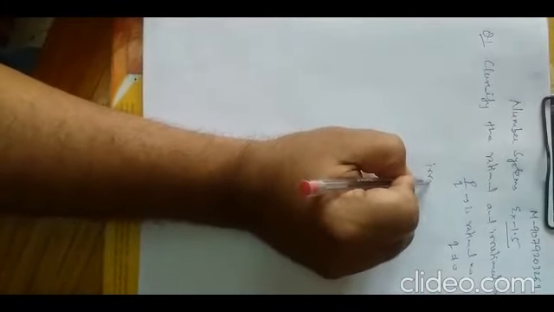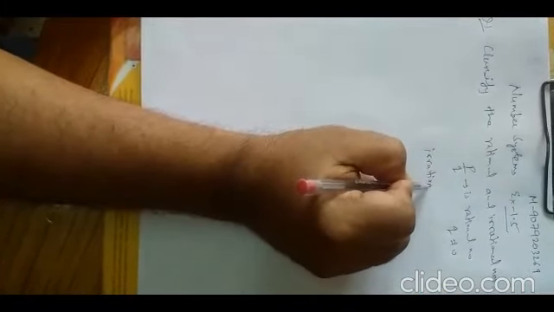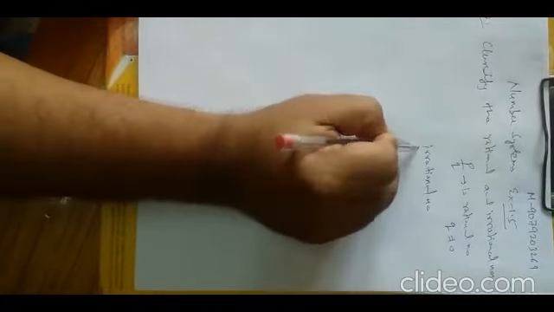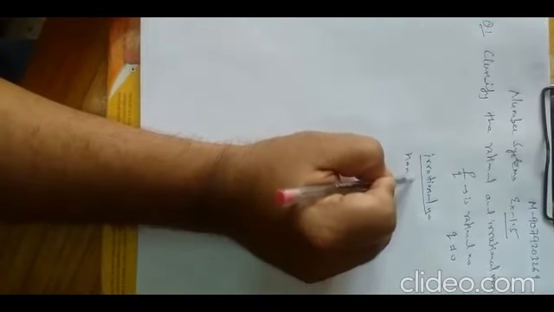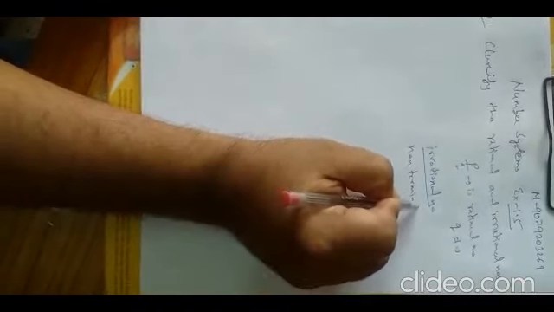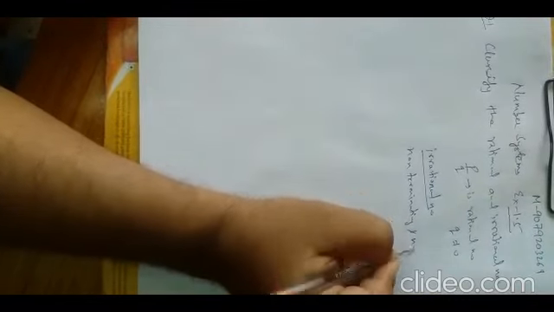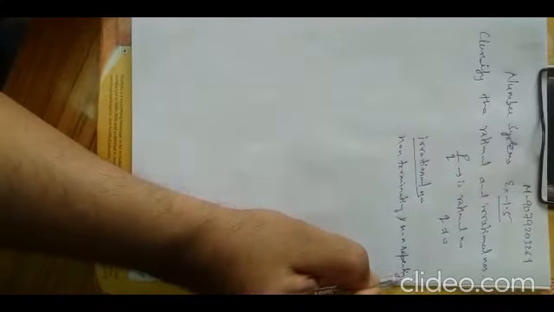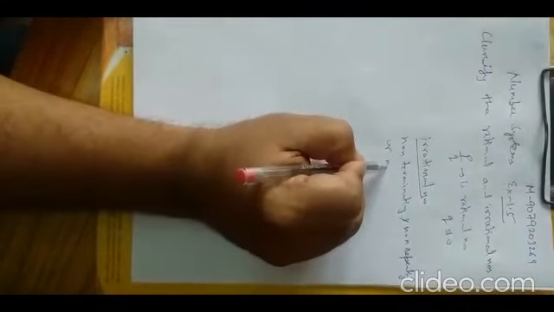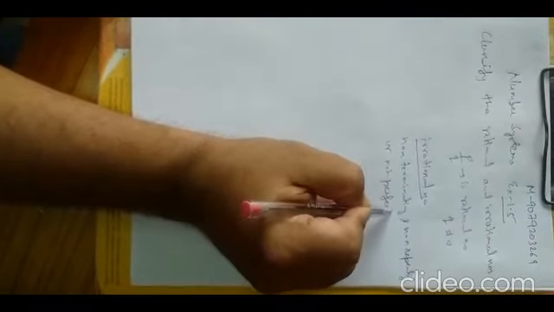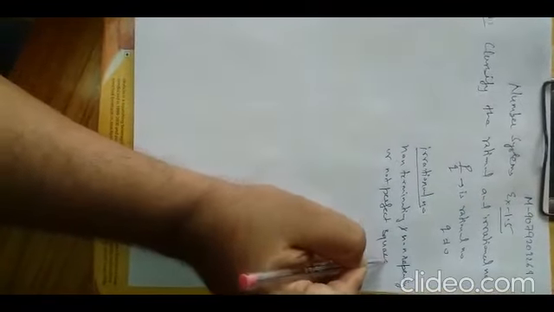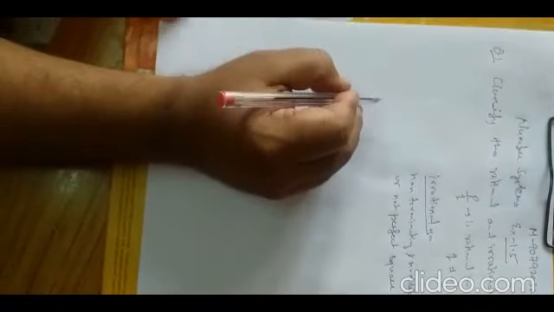Irrational numbers are non-terminating and non-repeating numbers, or not a perfect square. You know these two things and some properties.